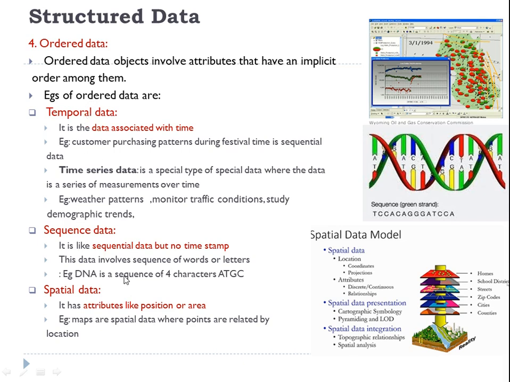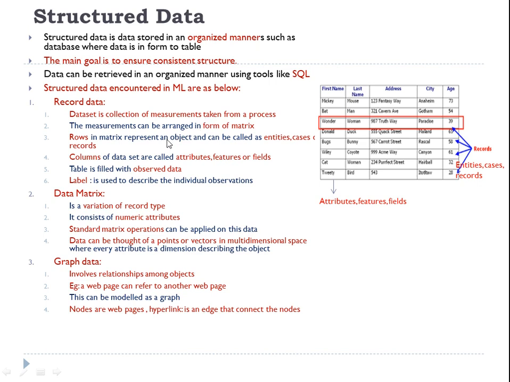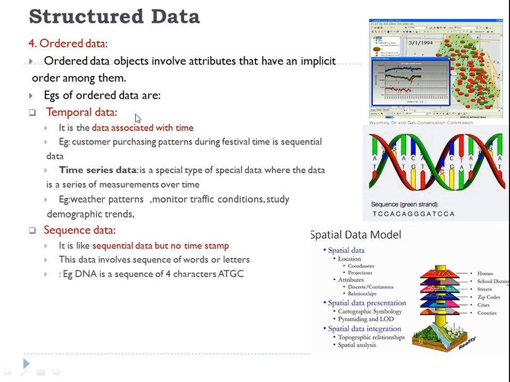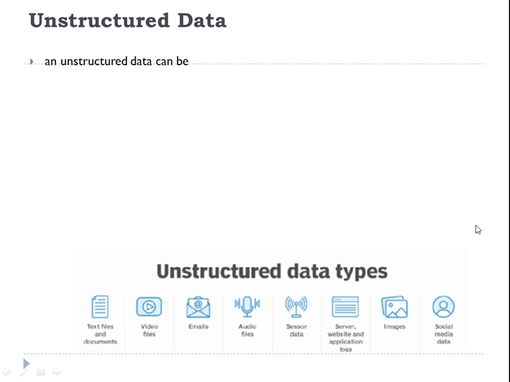Now these three come under ordered data. So to quickly revise, structured data are of four types: record data, data matrix, graph data, and ordered data. Under ordered you have temporal, sequence, and spatial data. Now coming to the next one, unstructured data. As the word itself says, here the data does not follow any kind of predefined format or structure. So it is completely different from structured data.